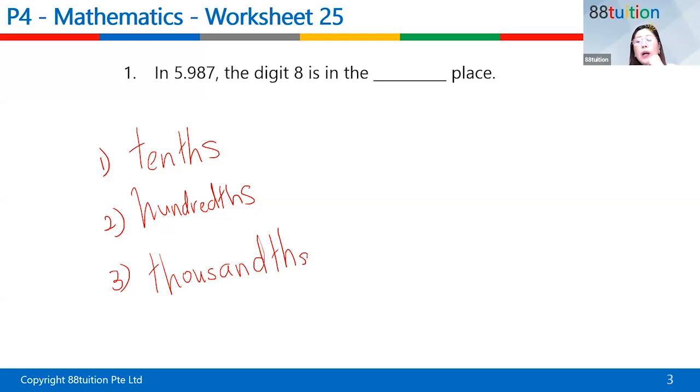Zhi-En, we want answer 1, 2, or 3. I don't want the value. I want the place. What place? We don't want the value. We only want the place.